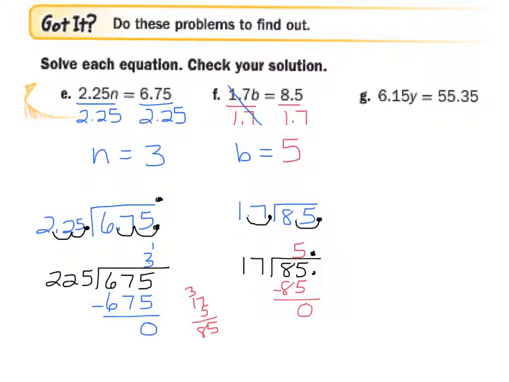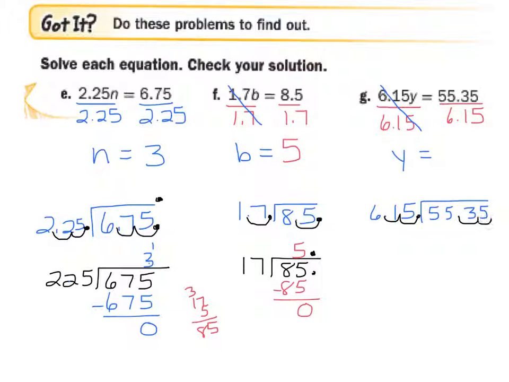Looking at the next one, 6.15y equals 55.35. So let's divide by 6.15. This cancels, so we have y is now equal to 55.35 divided by 6.15. We will have to swoop or multiply by 100. So our decimal goes to the end, and we'll rewrite it. 615 divided into 5,535 now.